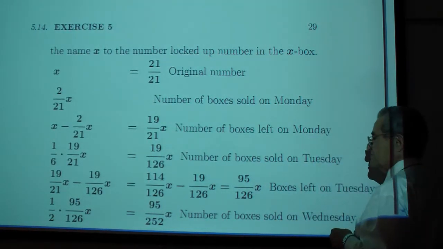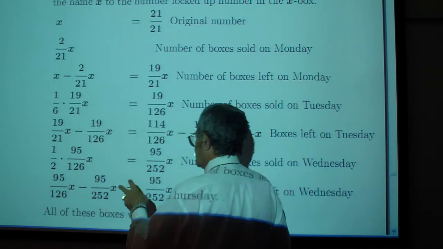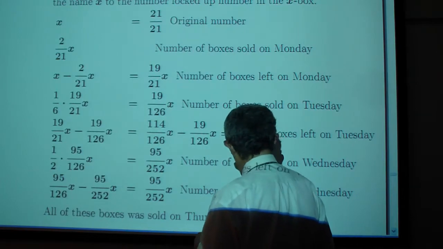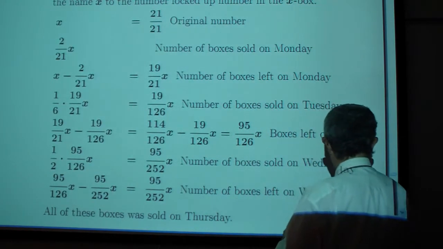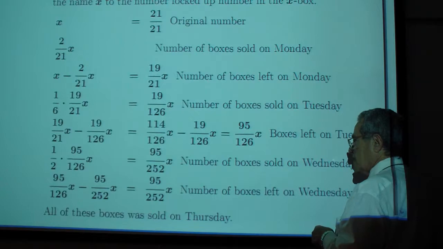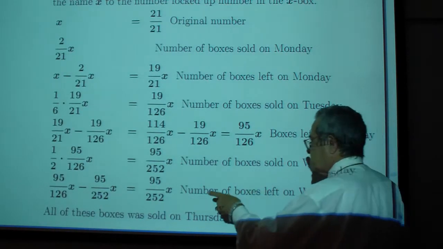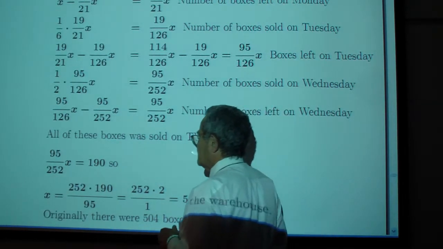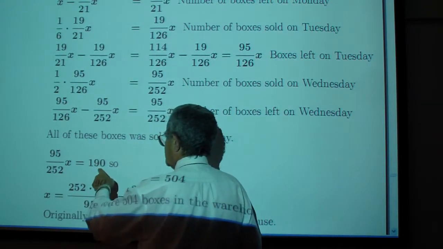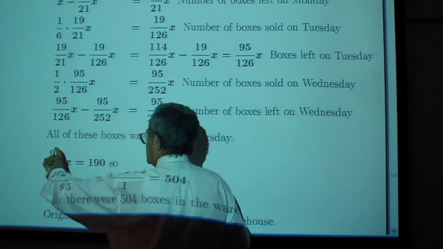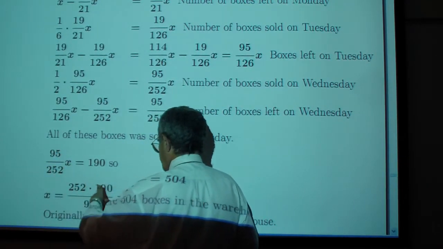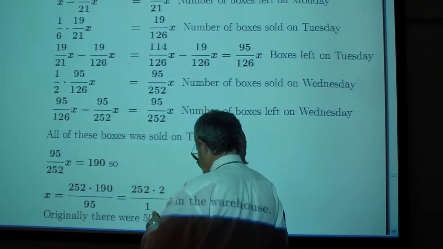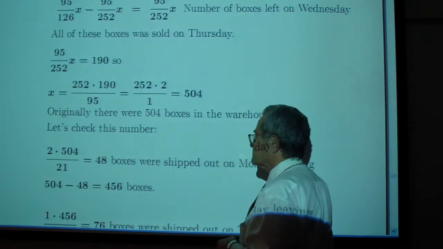On Tuesday, 1/2 of that number goes out, subtract, you're left with 95 over 252x, and that number is on Wednesday, and the same number gets sold on Thursday, so that number, 95 over 252x, is 190. Multiplied by 252 over 95, and you get the same answer, 504.